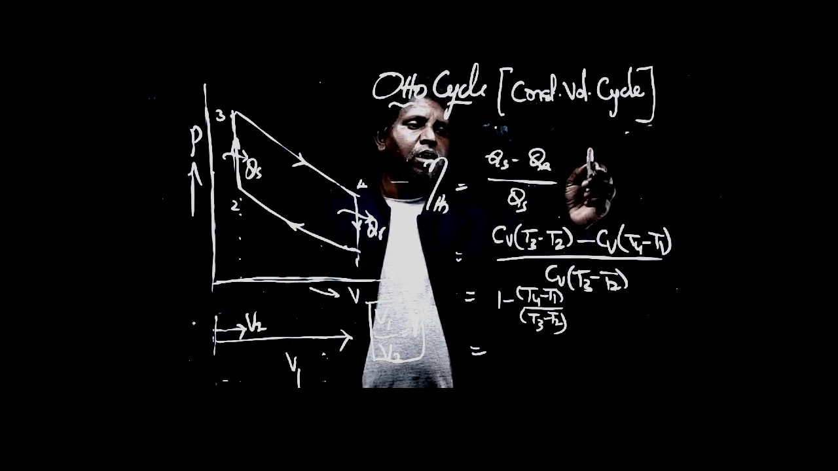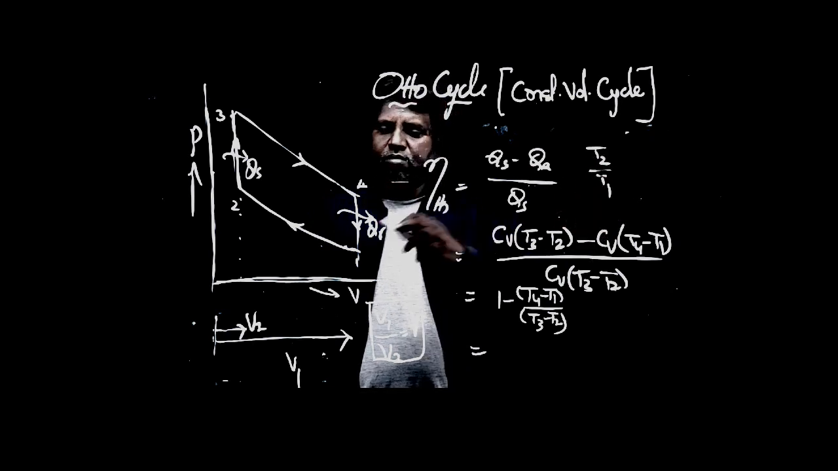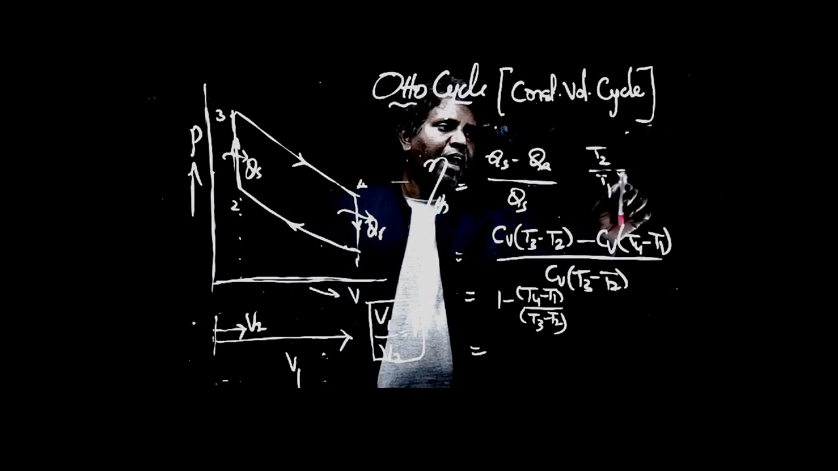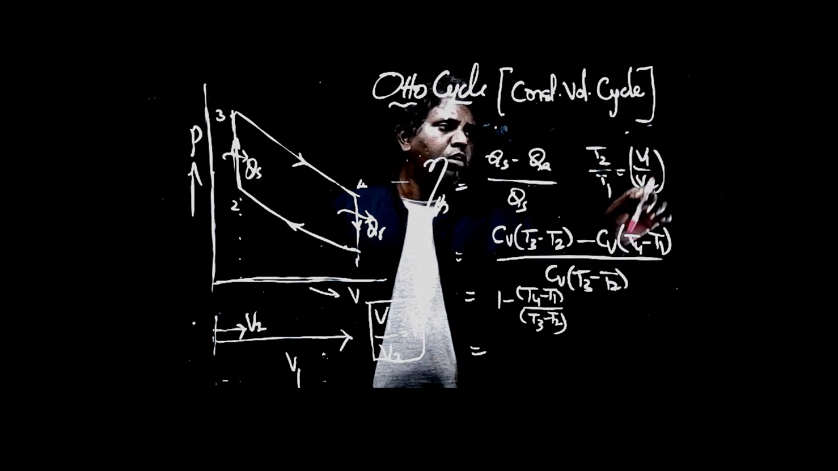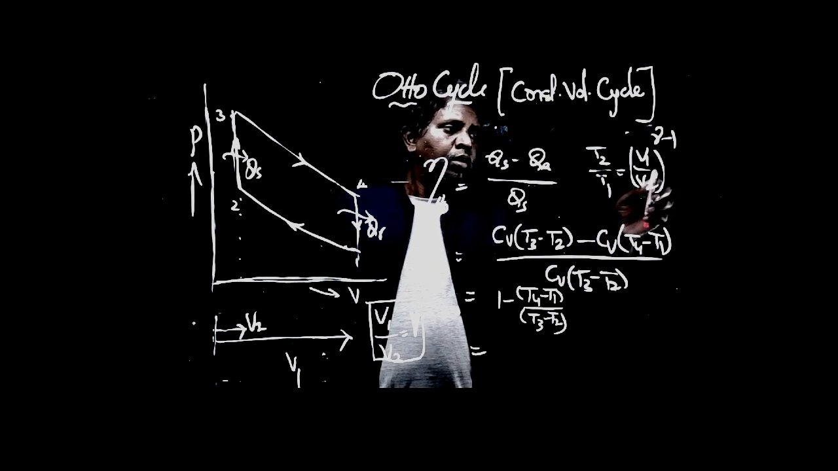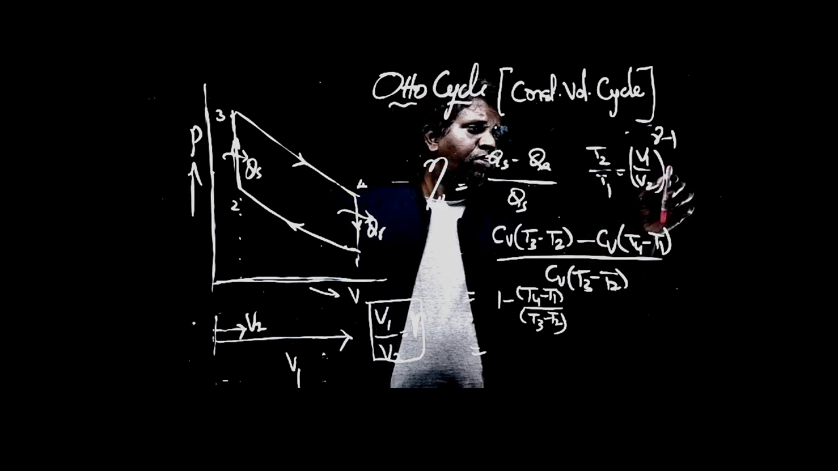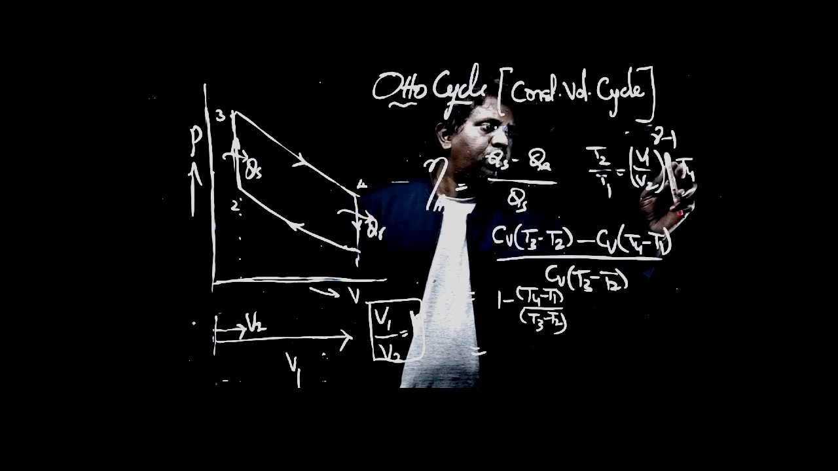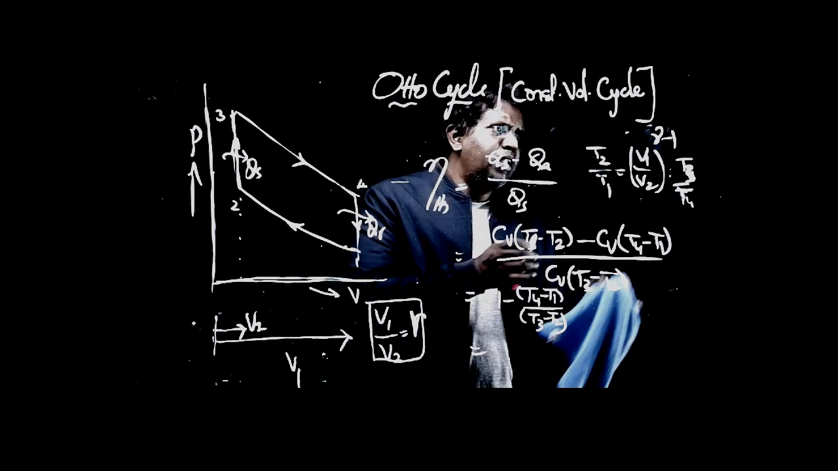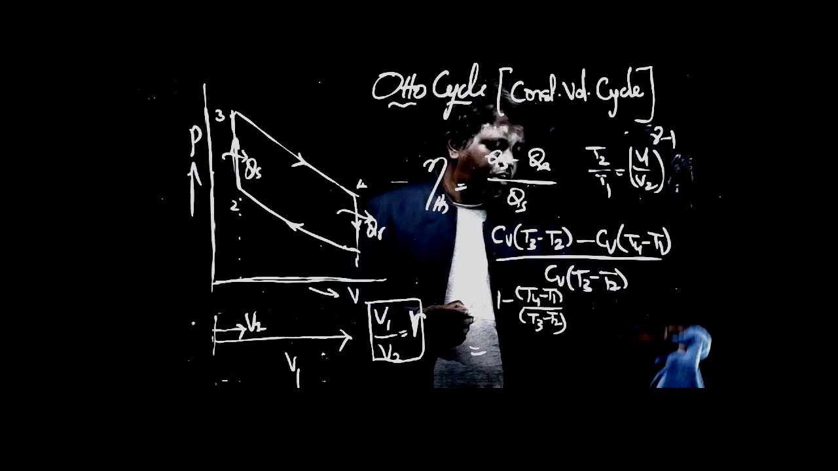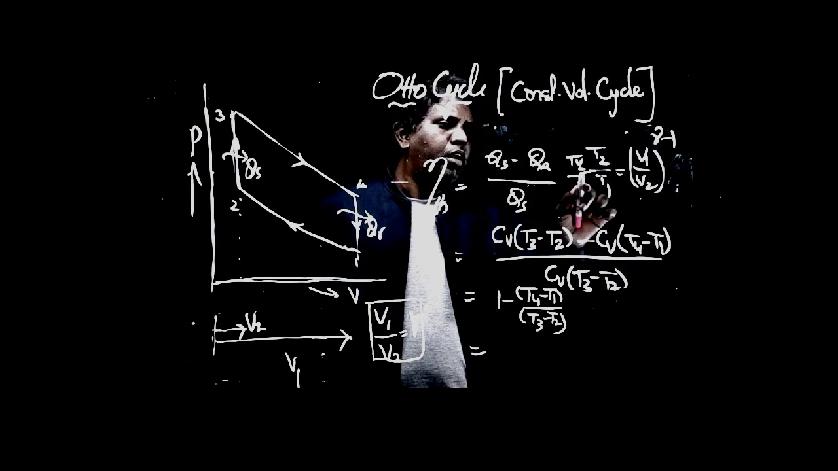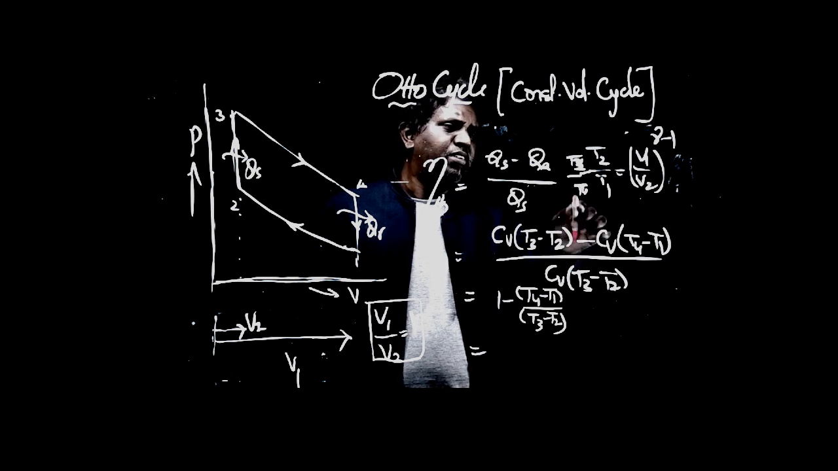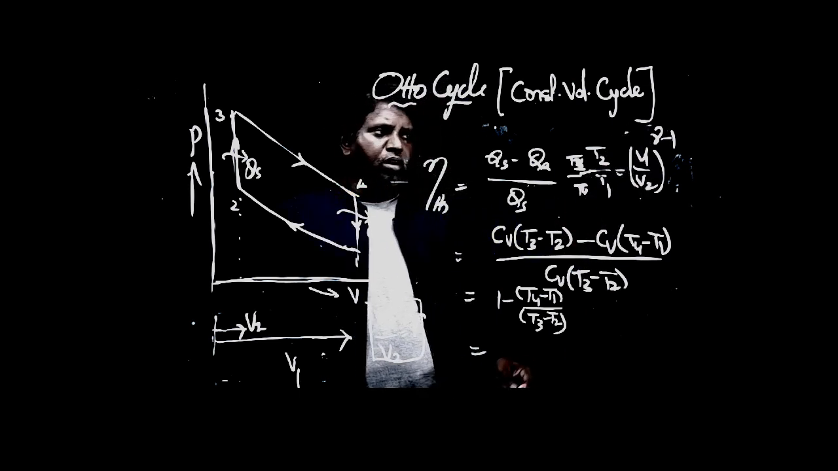Now, to further simplify, process 1 to 2 is an isentropic process, and an isentropic process will have a relation like this: T2 by T1, relating 1 and 2, is V1 by V2 to the power gamma minus 1. And similarly, T3 by T4 is the same, since this process is the same. Both equal the compression ratio to the power gamma minus 1.